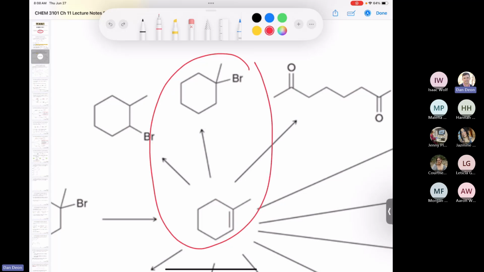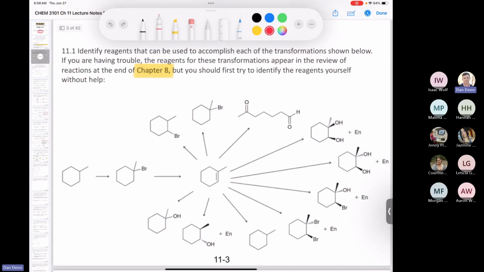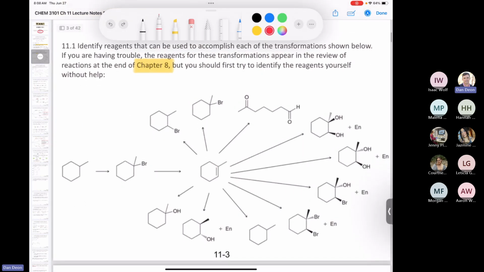Well, you can see that that is a Markovnikov addition of HBr across the double bond. So we can put here Markovnikov addition, and the conditions are just going to be HBr. And of course, I would expect you to be able to draw the mechanism of that reaction, so I'll put a little star by that one. The next one is going to be an anti-Markovnikov addition of HBr.